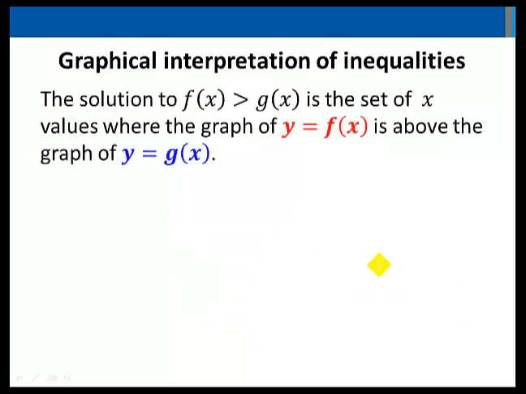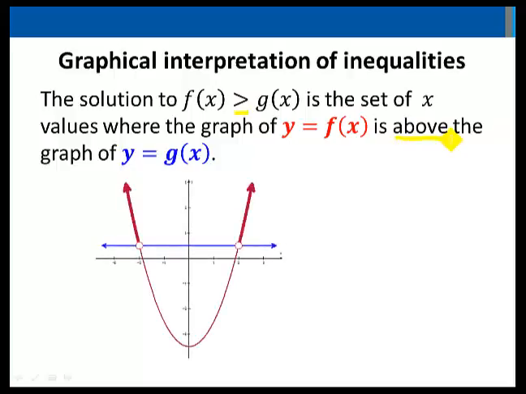The solution to f of x greater than g of x is the set of x values where the graph of y equals f of x is above the graph of y equals g of x. In our graphs, our red graph f of x and our blue graph g of x here, we can look at where f of x is above g of x, seeing that this happens in two different places, to the left of x equals -2 and to the right of x equals 2.